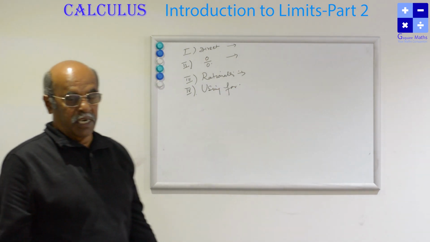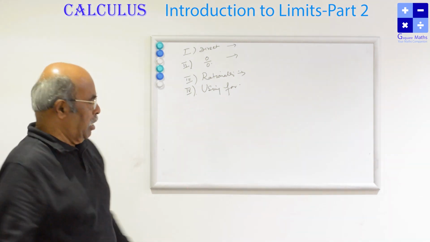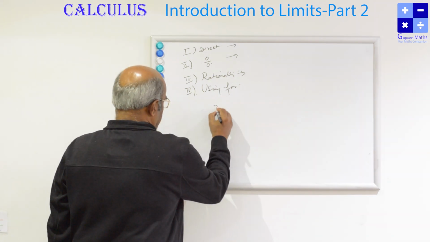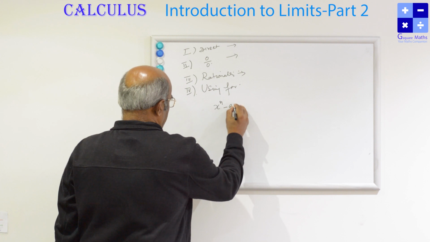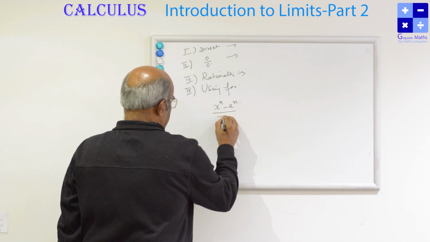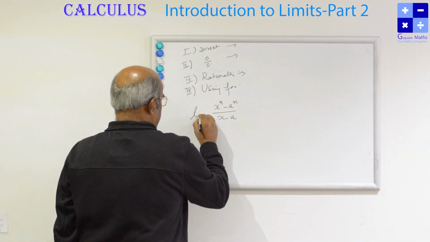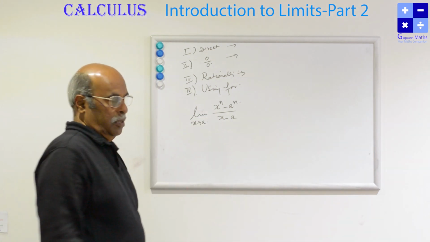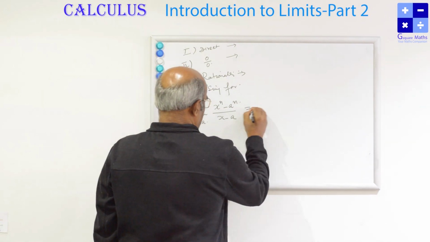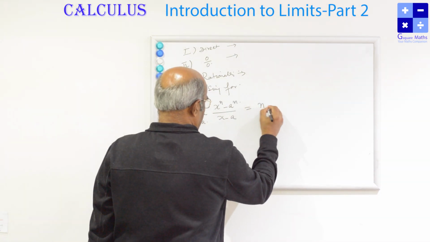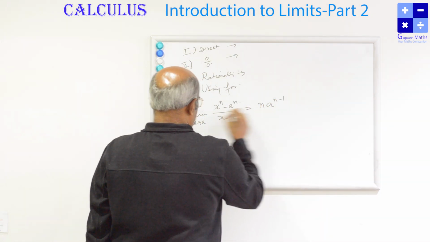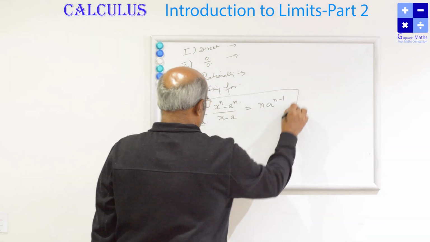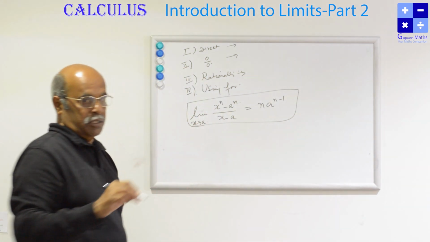What formula? We already studied binomial theorem. In the binomial expansion also we have studied what is x power n minus a power n by x minus a, the limit as x tends to a. This value itself, n into a power n minus 1, is another formula. This formula we are going to apply in evaluating the limits.